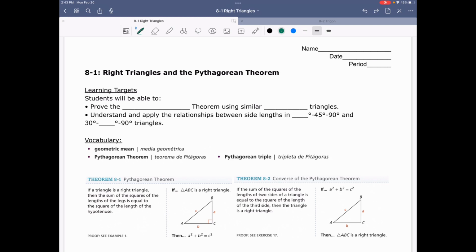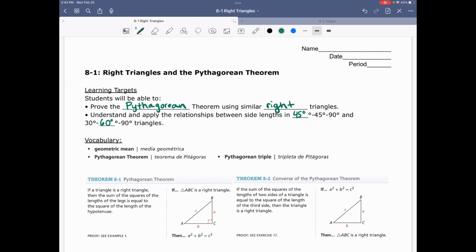So this is 8-1, right triangles and the Pythagorean theorem. Your learning target is that you will be able to prove the Pythagorean theorem using similar right triangles. You will also understand and apply the relationships between side lengths in 45, 45, 90 and 30, 60, 90 degree triangles.